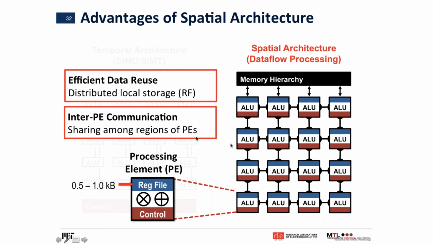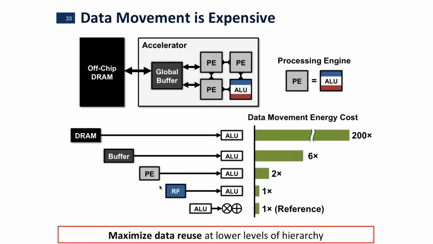So you can imagine, once you read one piece of data from that expensive memory hierarchy, the DRAM, you can store it locally in the register file, and then you can also move it to your neighbor and share it, which is much cheaper than getting that data again from off-chip. Again, I really want to emphasize, if you're going to take anything away from the energy aspect of this talk, it is that data movement is very expensive.